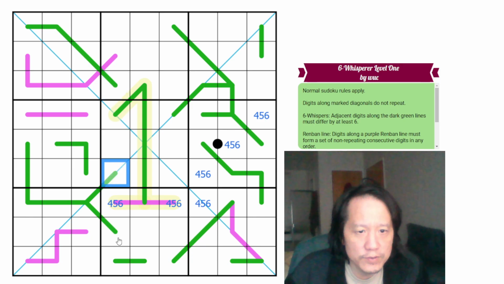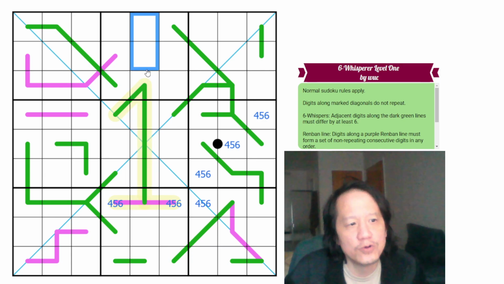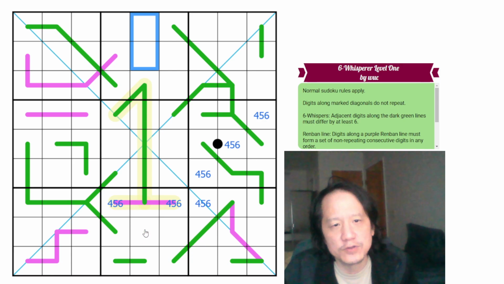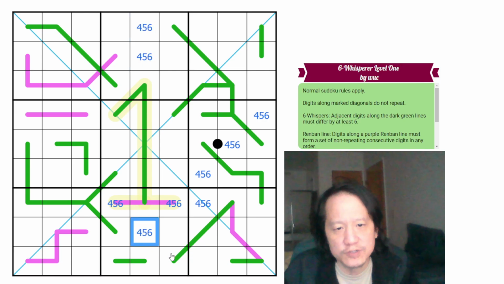1, 2, 3, 4, 5. That's 5. 1, 2, 3, 4, 5, 6. We have 6 in column 5, so the rest of the column is 4, 5, or 6.